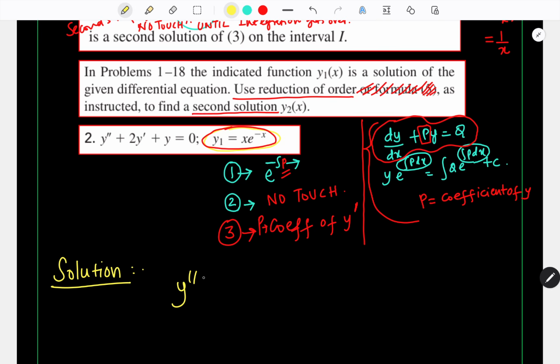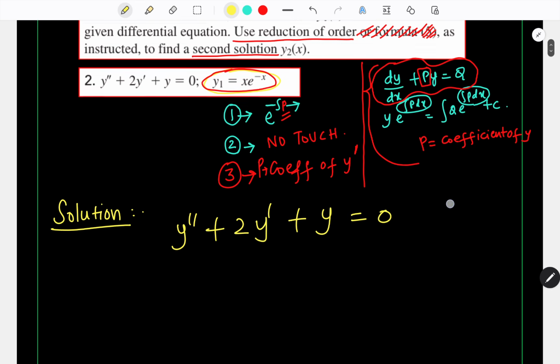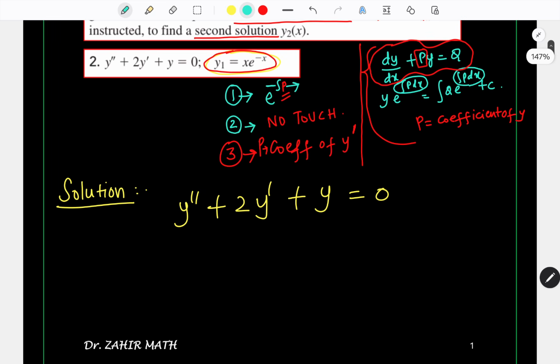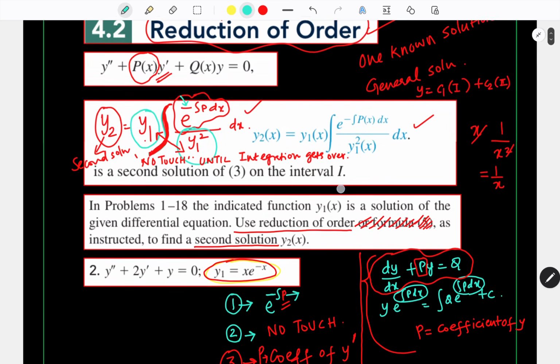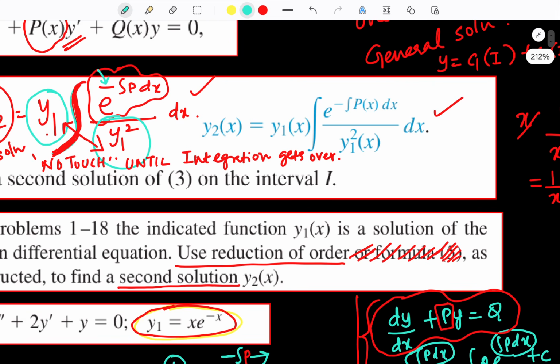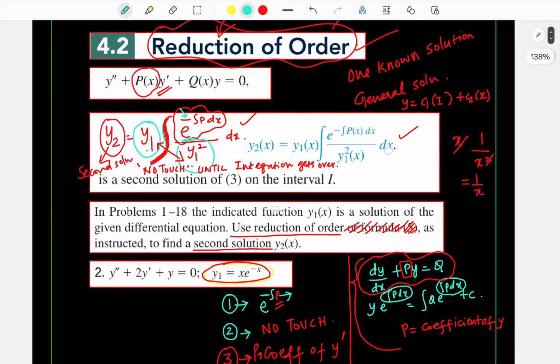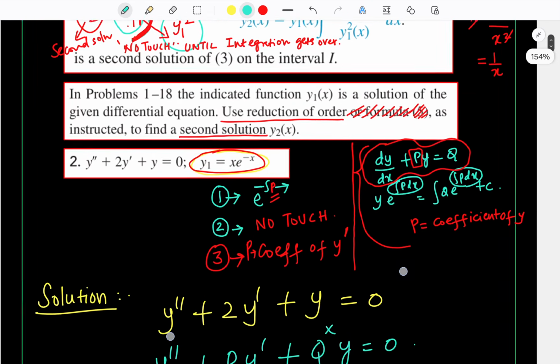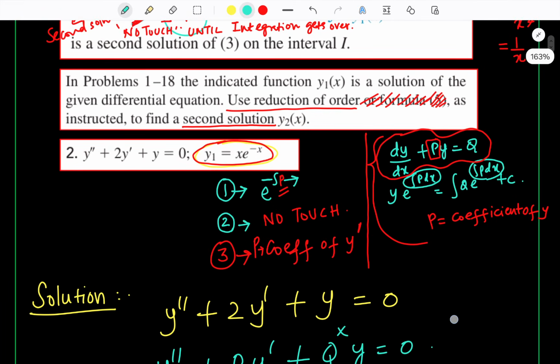So y double dash plus 2y dash plus y equal to 0. What is the general equation? The general equation is y double dash plus p y dash plus q y equal to 0. For this model, we don't want q. Keep in your mind, we want only p. Look at the equation. Is there any q here? No. We only want p from this.